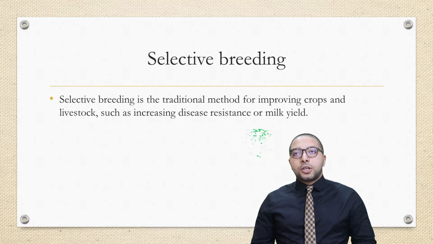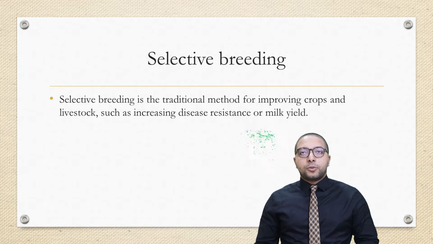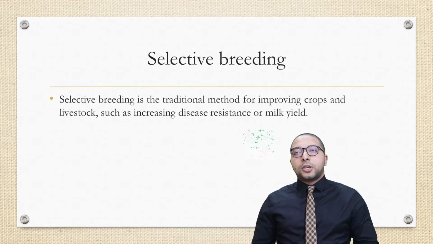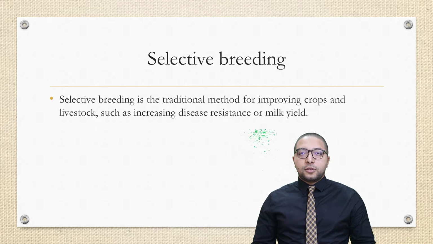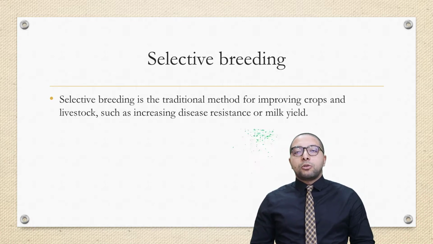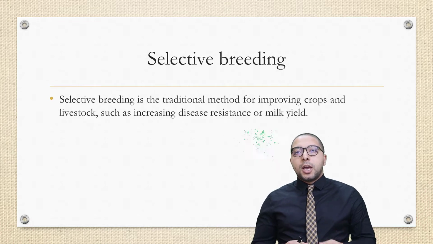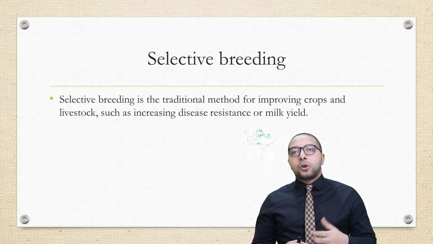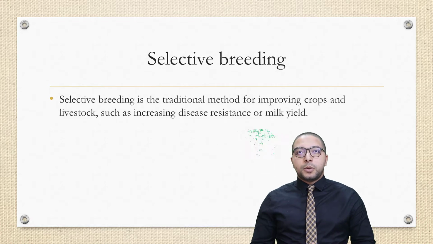Selective breeding is the traditional method for improving crops and livestock, such as increasing the disease resistance or the yield production. So basically we're going to look into a favorable feature, and based on this favorable feature we're going to increase it among the offspring.